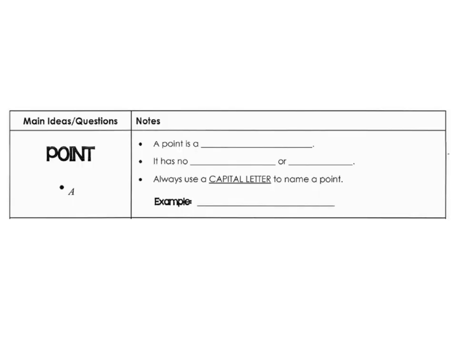So what exactly is a point? A point is a location. It has no size or shape. We always use a capital letter to name a point. So for example, this point right here, we would call it point A. And what we would write is we would just say point, capital A.